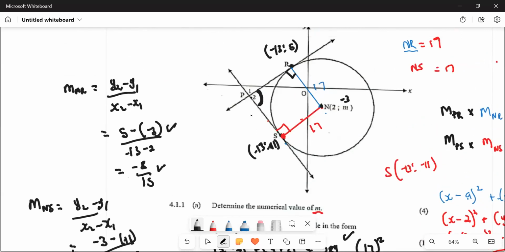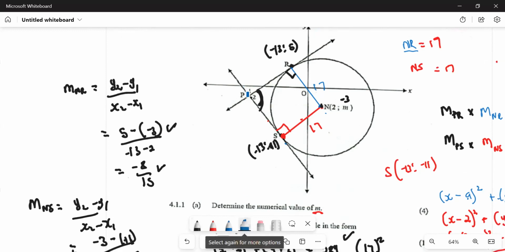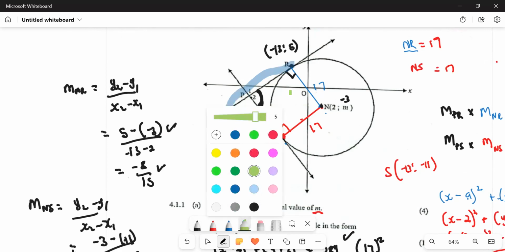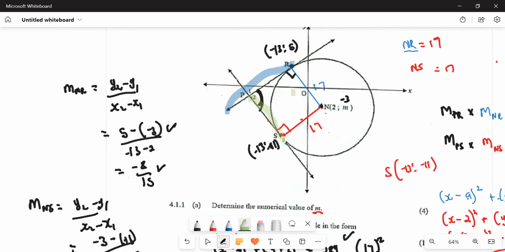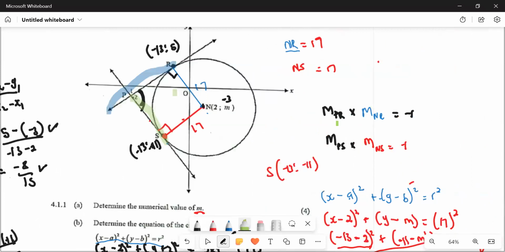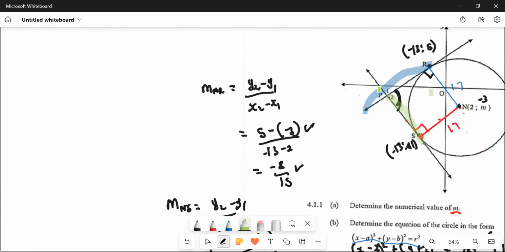Where are you going to get your marks? If you calculate this angle here, you have to check which is between these two lines. It's between PR again and PS again. Your job is to calculate the gradient of PR and the gradient of PS. I agree you don't know them. But remember on our notes, what did we say on our notes? We said M of PR multiplied by the M of NR is going to give us what? Minus 1. So we use that to our advantage.